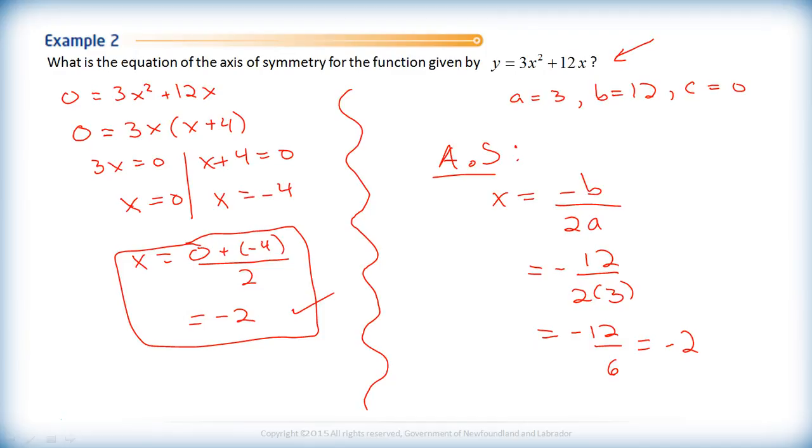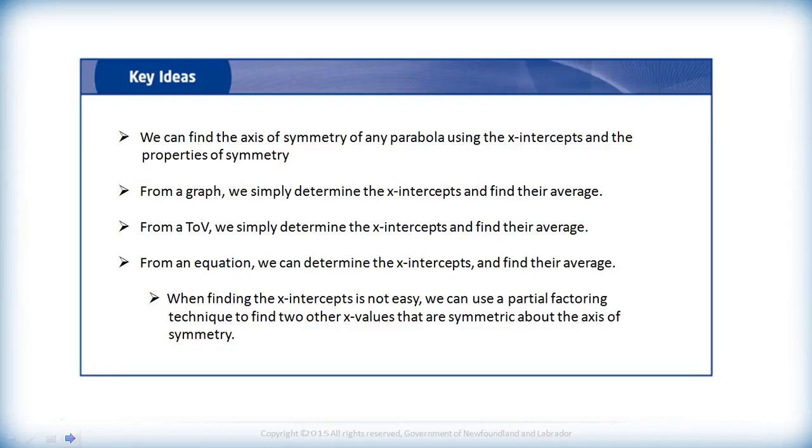So even if you're not going to take this method away as a bona fide way to find your axis of symmetry or your vertex, it is a nice thing to see the relationship between the x-intercepts and the axis of symmetry. I think it's particularly nice to see when we look at a table of values or a graph. So just remember that we can find the axis of symmetry for any parabola using the x-intercepts and the properties of symmetry. It has to be halfway in between those.